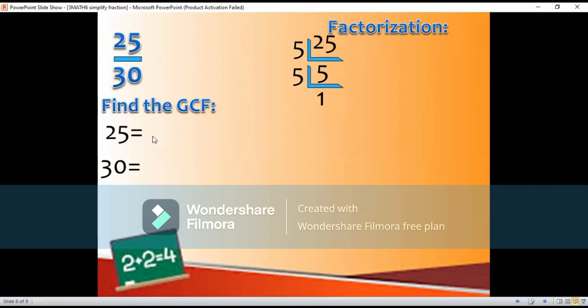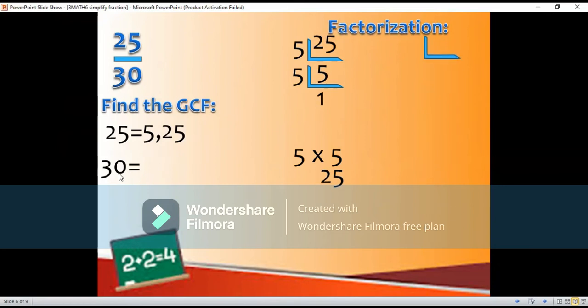Okay, let us now write the factors. So 5 is one of the factors. Then let us now multiply this one. And there is no halfway of 25. So let us now proceed to multiply. 5 times 5 equals 25. So let us now write 25. So there is no halfway. Okay, proceed to 30.